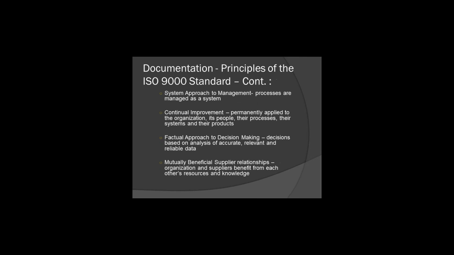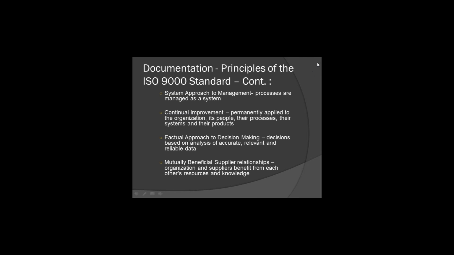Now, again, these are the various principles of the ISO 9000 standard. The system approach to management, that is, there is a system approach to the management also. So processes are managed as a system. So every process is managed as a system. That means a collection of interdependent components. So various components are interdependent with each other. So there is a systematic approach that is given to the management.